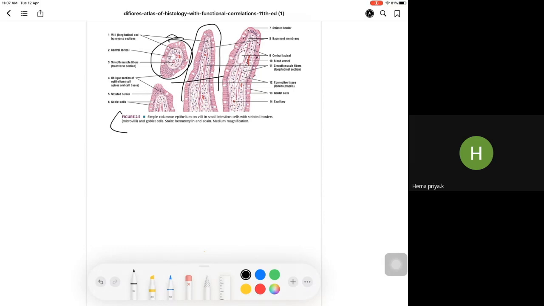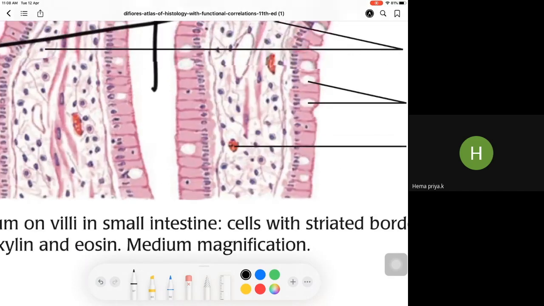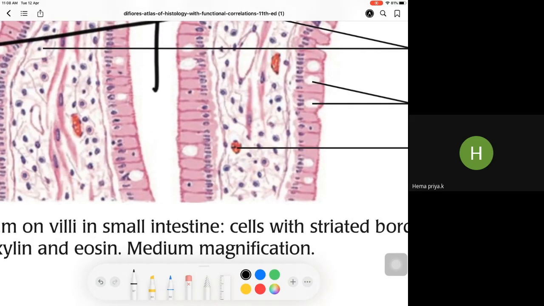Remember how a machine will work when there is no oil. Whenever absorption has to happen, it has to be at a fluid level, liquid or semi-liquid level. That's why we have the goblet cells. And when you enlarge the goblet cells, they are flask-shaped cells with a basally placed nucleus. Can you see them? So that is very, very important. Flask-shaped cells with a basally placed nucleus. These are all the goblet cells.